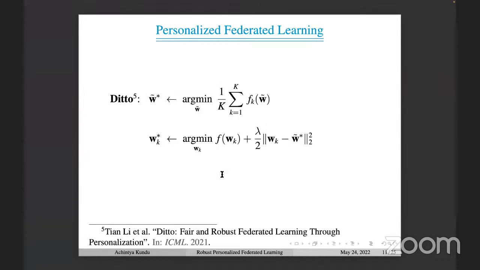One particular method that came up recently is called DITTO, where they first learn a global model, as in federated averaging. You can employ robust aggregation as well, so it doesn't say anything about how you want to learn the global model. Once you learn the global model, you use something like FedProx, a quadratic regularizer, and then try to find a personalized model.